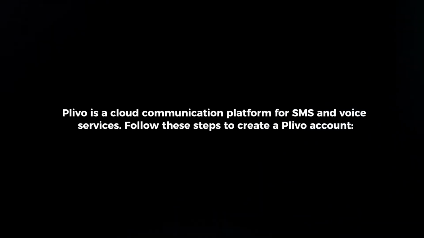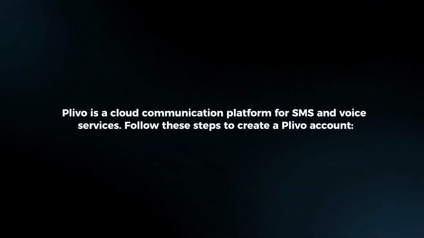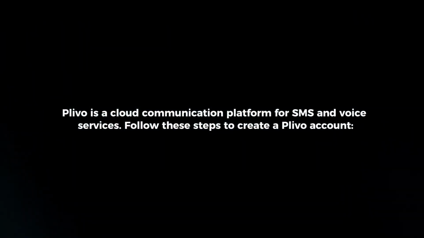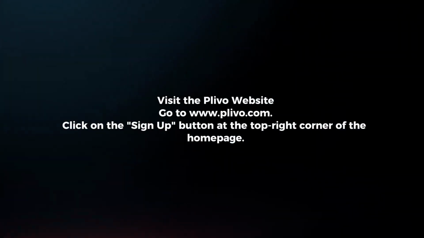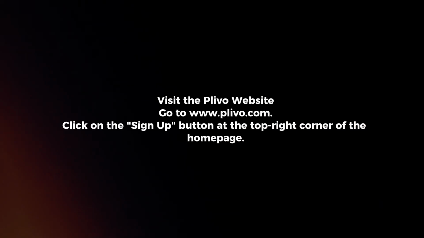Plivo is a cloud communication platform for SMS and voice services. Follow these steps to create a Plivo account. Visit the Plivo website. Go to plivo.com. Click on the sign up button at the top right corner of the homepage.